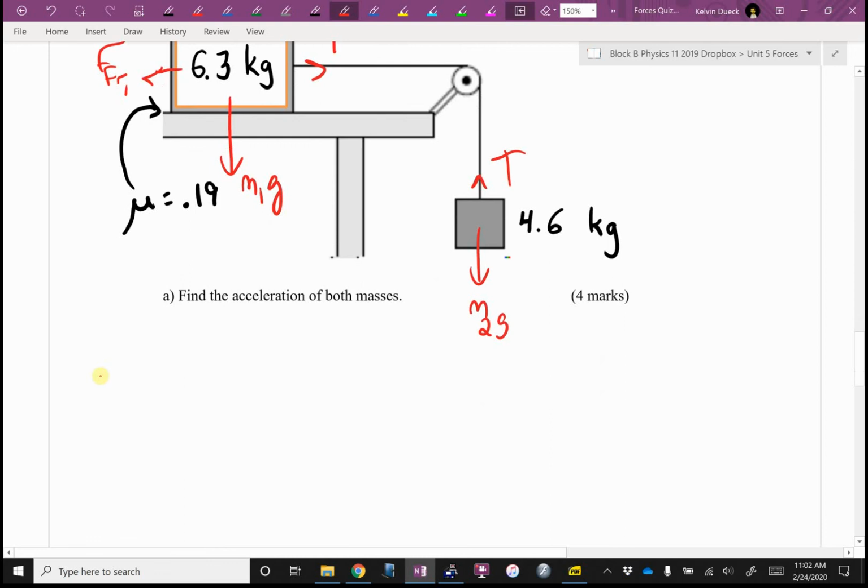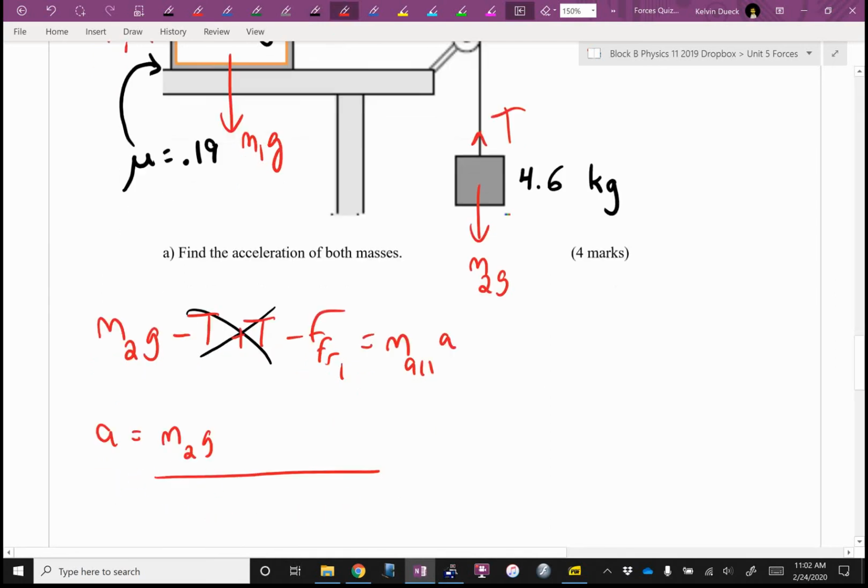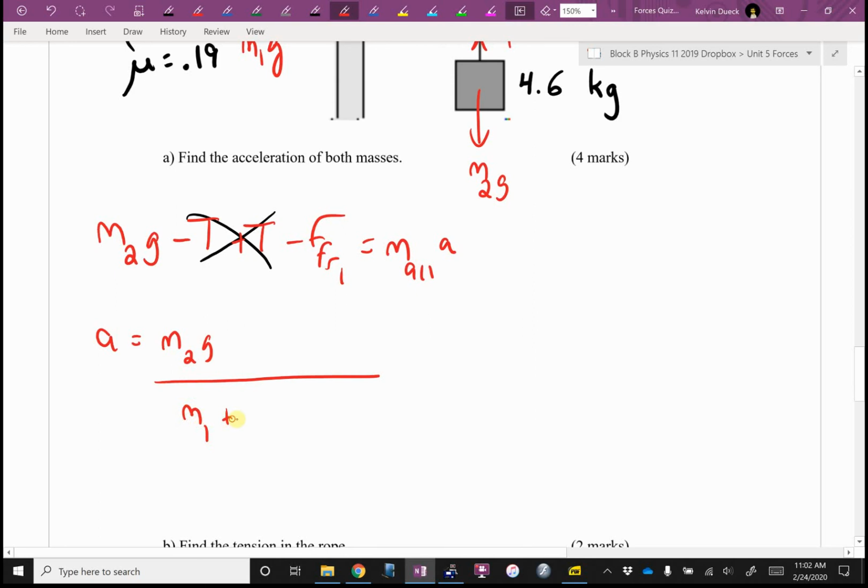Who's winning? M2G. Who's losing? Minus tension, plus tension, minus friction force number 1. Do I have forces from more than one mass? I better have more than one mass. Oh, stretch. A is going to be M2G divided by the mass of all of them, M1 plus M2, minus mu times the normal force.